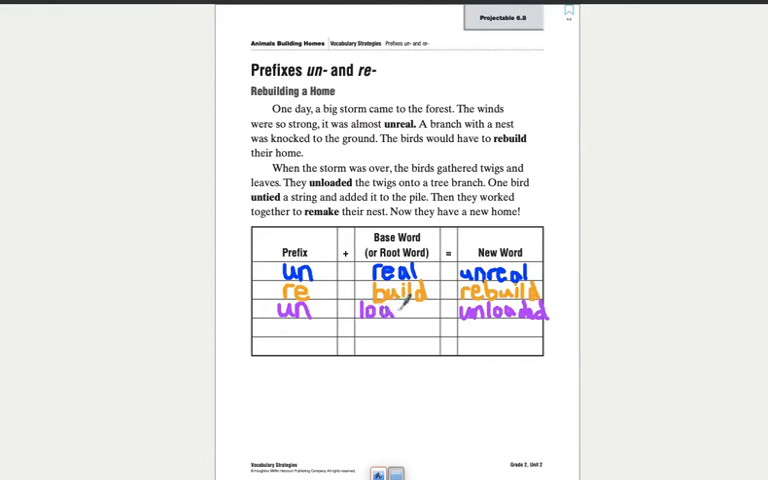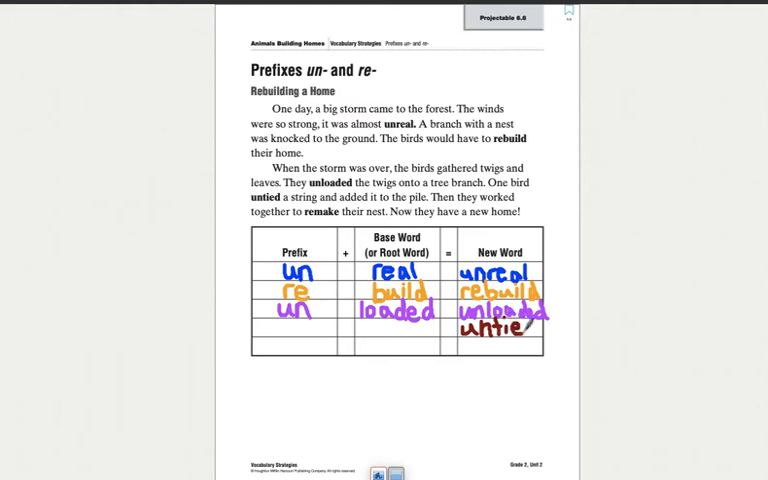So if I took that prefix un away, the word loaded is by itself. It means something by itself. If I put the prefix un in front of loaded, it means it's not loaded, or the opposite of loaded. And if I use that in a sentence, they unloaded the twigs onto a tree branch, it means they took the twigs and unloaded them onto a tree branch, or they kind of dumped them onto a tree branch, okay? Then we have the word untied.